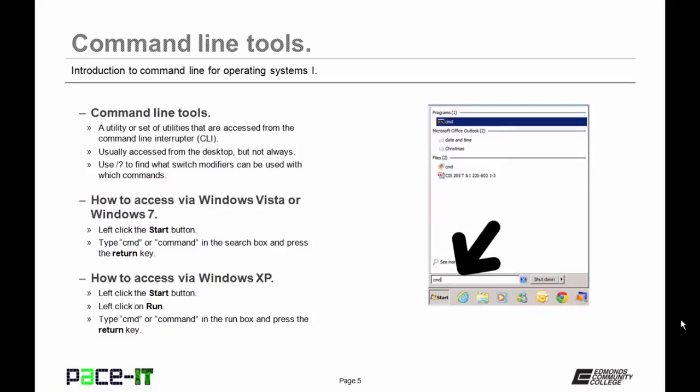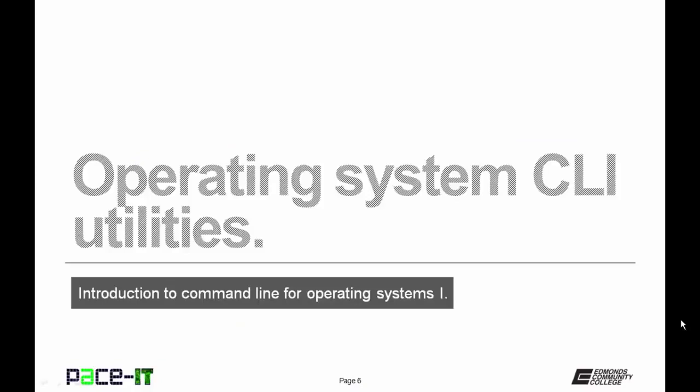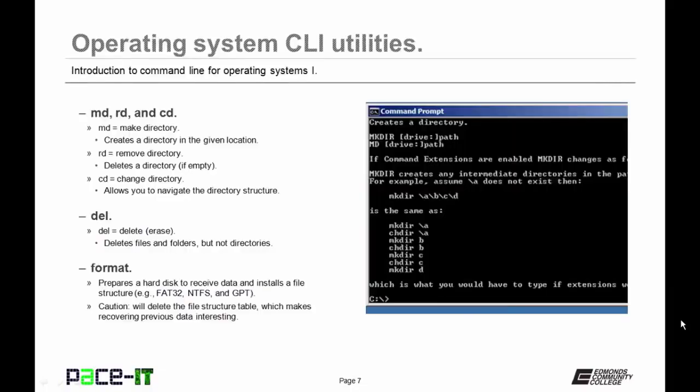On Windows XP, you left click on the Start button, then you click on Run, and then you can type in CMD or Command into the Run box to get access to the command line. Now let's talk about some operating system command line utilities that you can use. We're going to start with directories. And the first command lines that you should know are MD, RD, and CD.